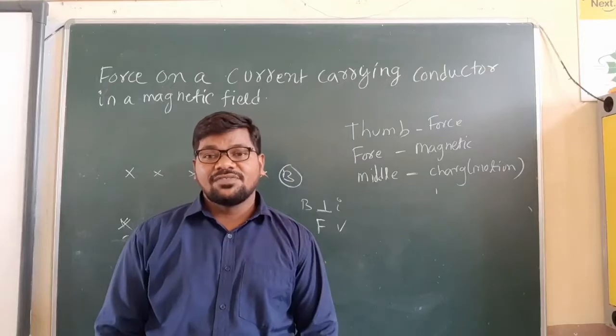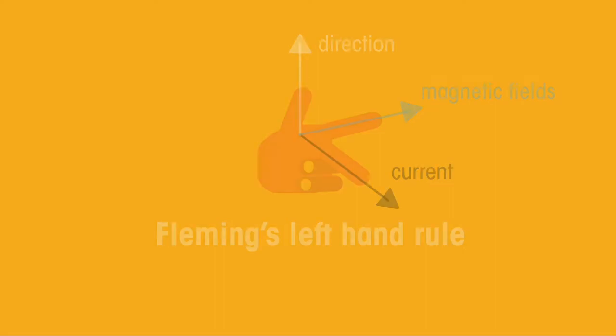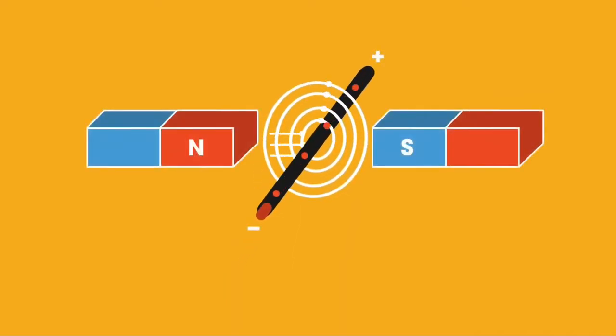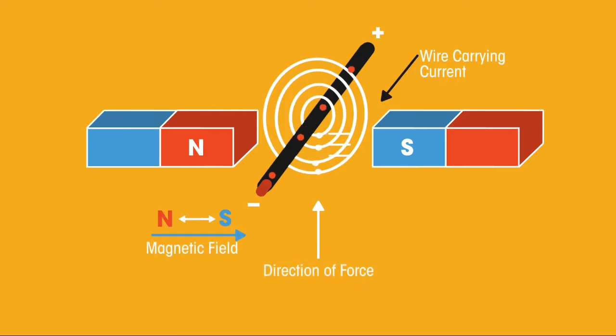Clear, my children? Very, very important one. Fleming's left hand rule, my children. Arrange three fingers mutually perpendicular to each other. The middle finger indicates current, the forefinger indicates magnetic field, the thumb finger indicates the direction of the motion. So consider a metallic rod in which current flows, placed in a magnetic field. Here force is applied which moves it upward. Clear? By using Fleming's left hand rule, we have to find the direction.